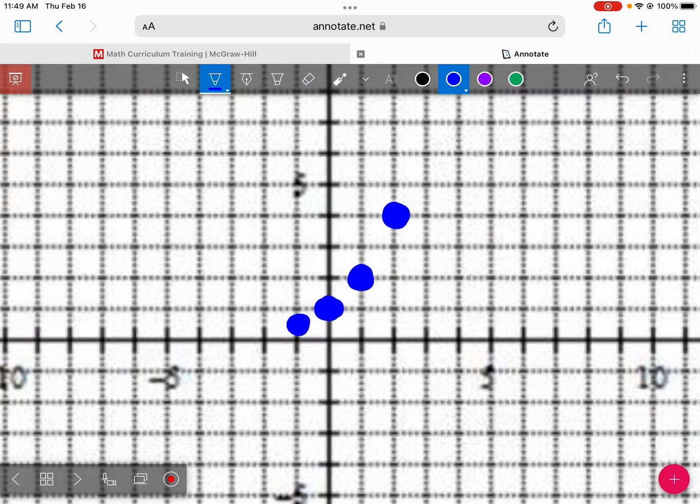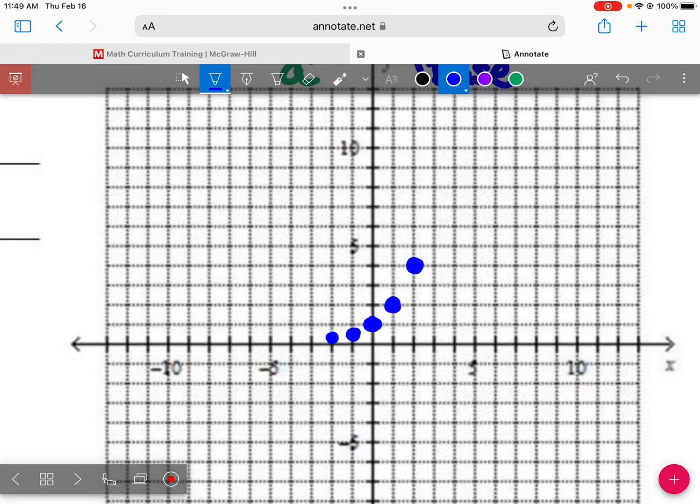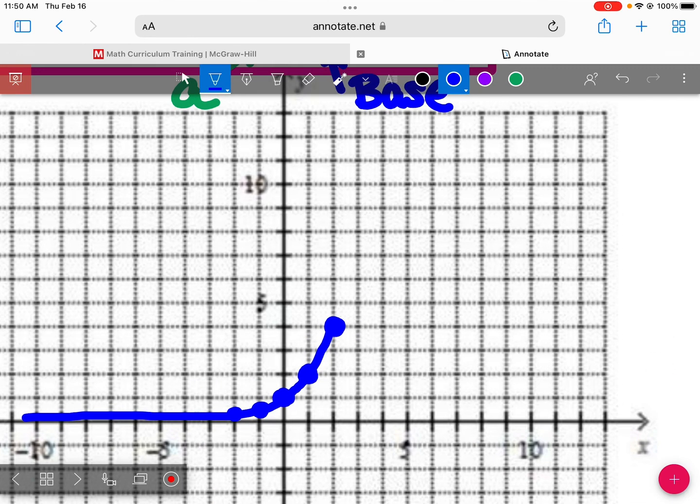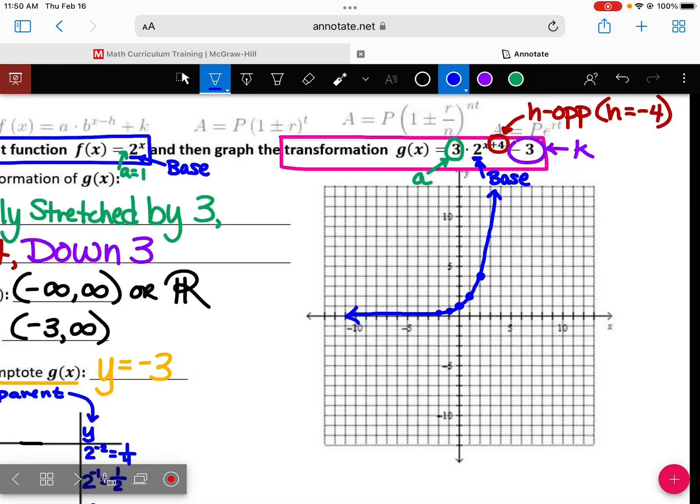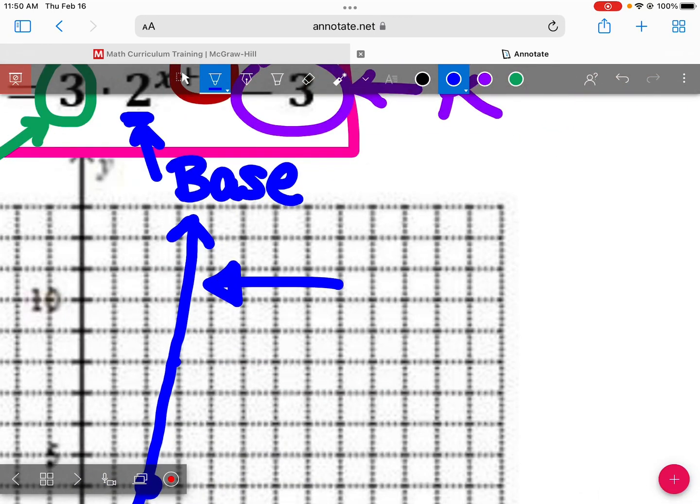Notice none of my y's come out negative. My parent function, if you look at where these dots are, they're starting to level out and get very flat along that x-axis there. It's never going to cross the x-axis, so it lays flat across this x-axis, and then it curves through those points that we've just plotted. So here's the parent function.